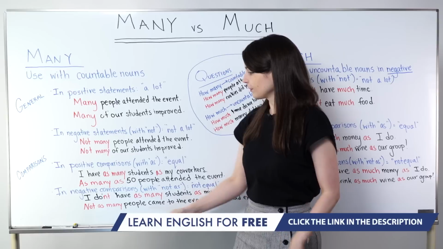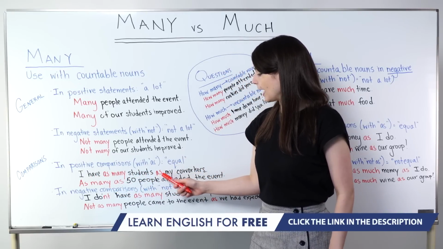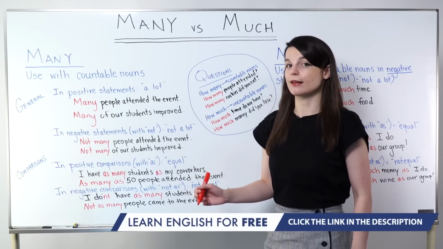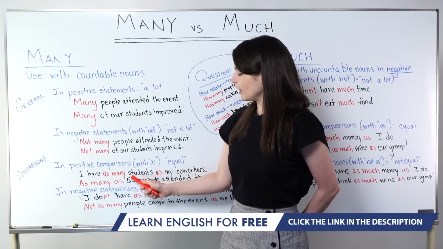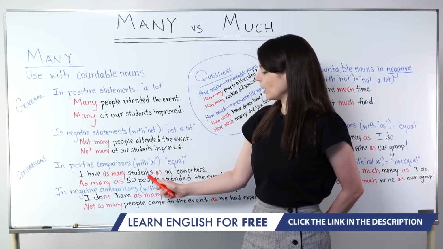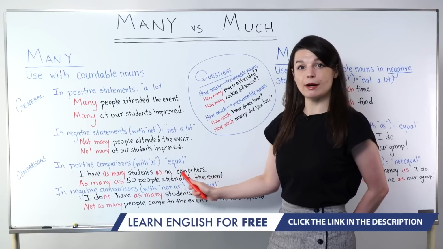For example, I have as many students as my coworkers. So here I have as many. I then have my countable noun in the plural form. I follow it with as, and then this is the thing I'm comparing it to.